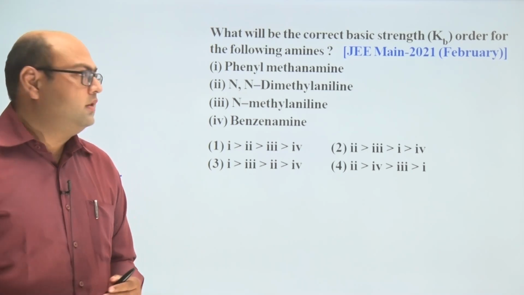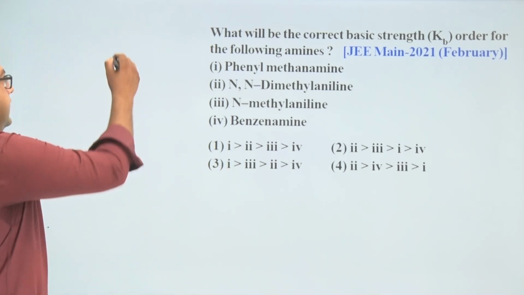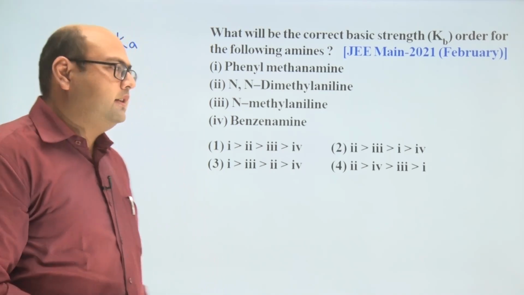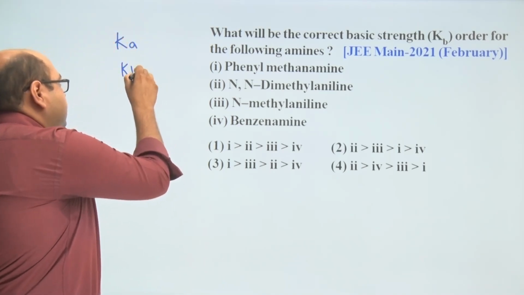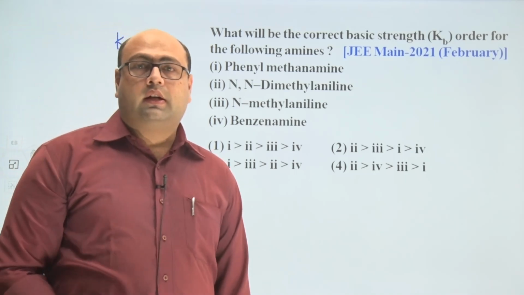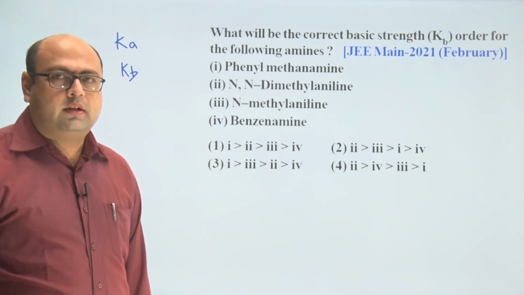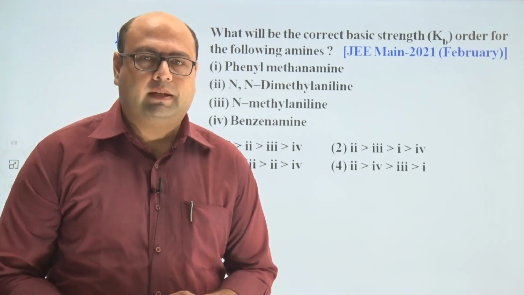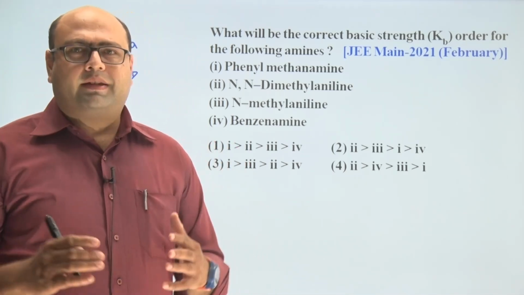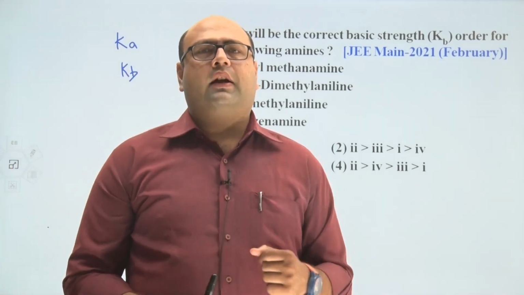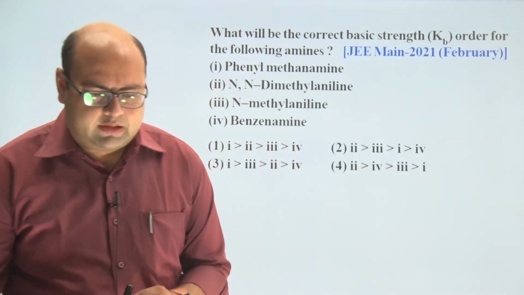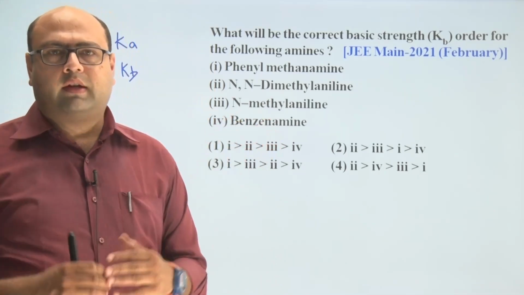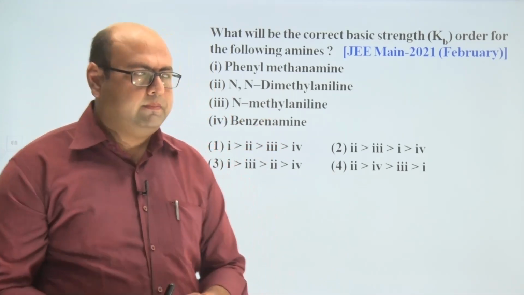Like Ka is used to detect the acidic strength, the dissociation constant for acids, in the same way Kb, the dissociation constant for bases, is used to detect the basic strength of the compounds. And here they have given the 4 compounds, so we have to compare them. To know about the basic strength, first I have to discuss a concept which is important for you to understand.